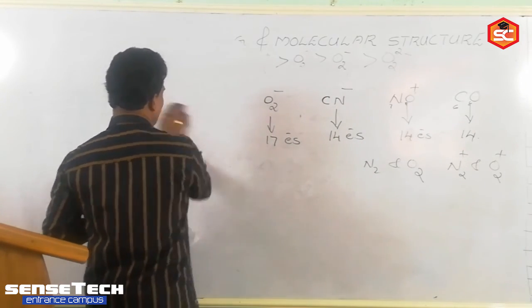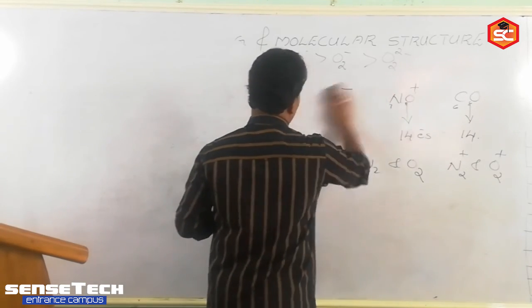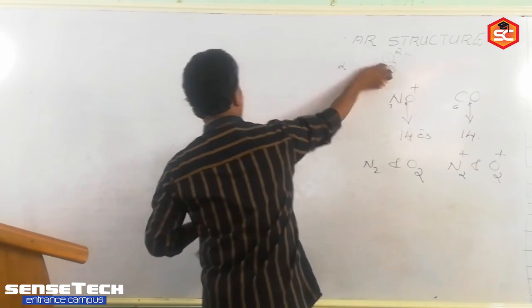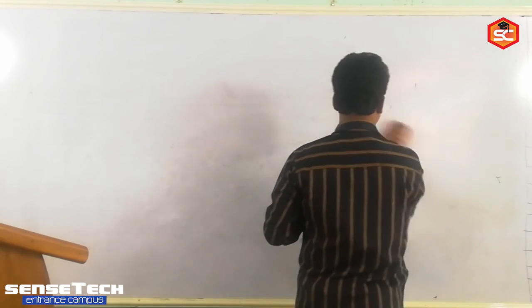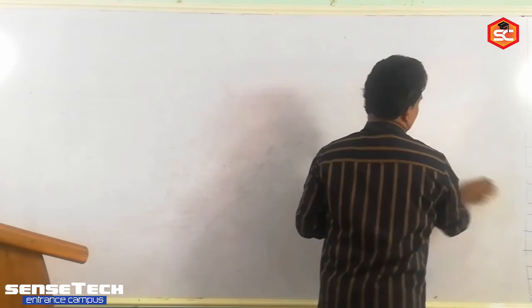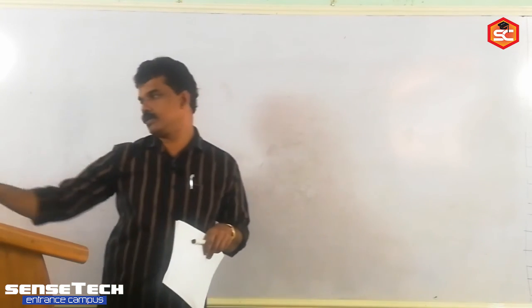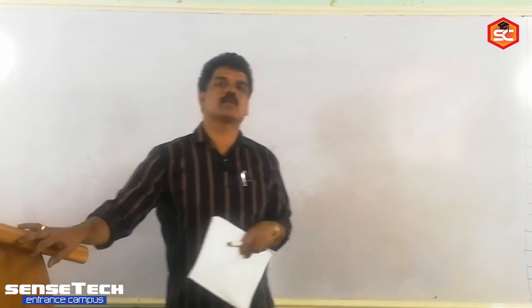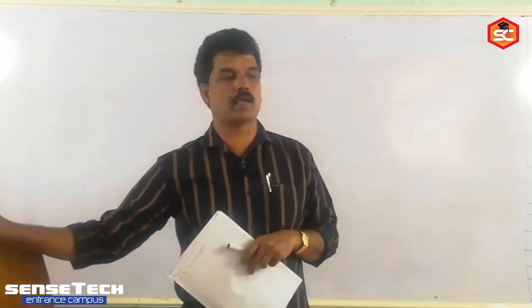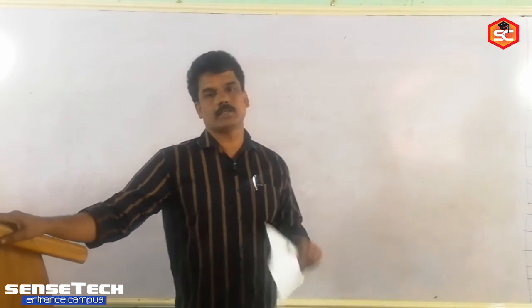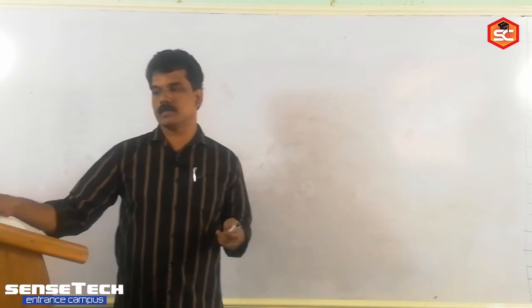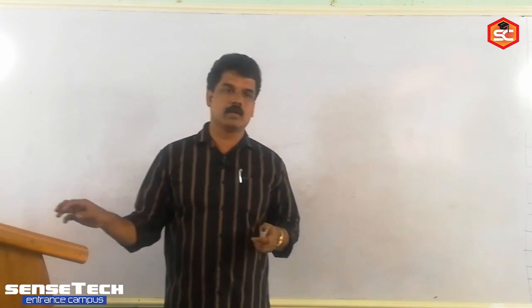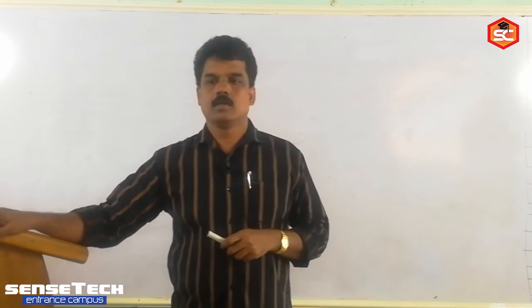Like that, you have to practice more and more questions. Bond order related questions are all based on hybridization. With the same hybridization, based on s character and p character, we can predict bond order like that. Many concepts are there, you have to practice the maximum number of questions. These are the contents you have to study in the chapter chemical bonding and molecular structure.